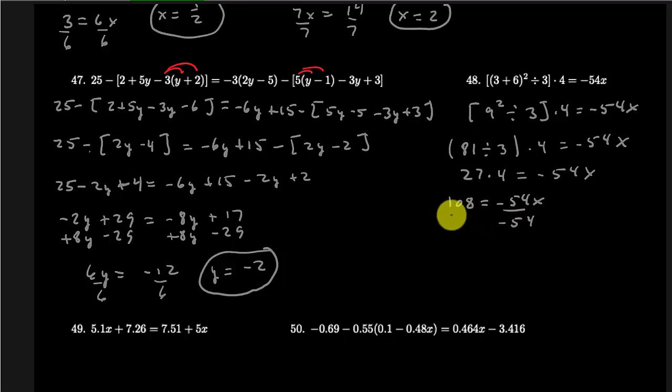Divide both sides by negative 54. I get x is equal to negative 2. And there's our answer.